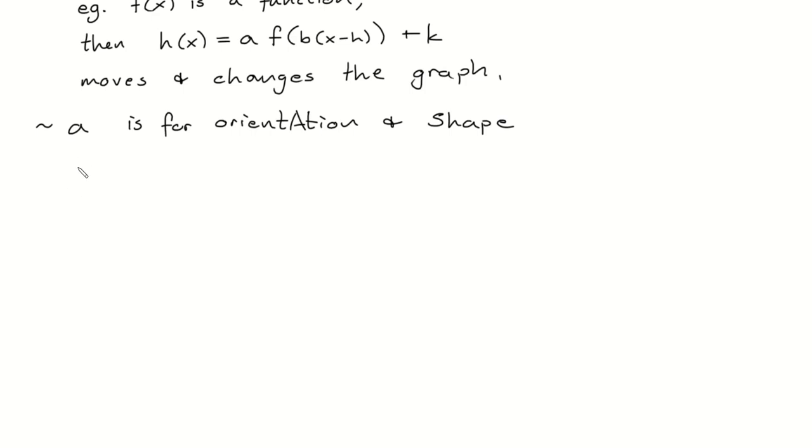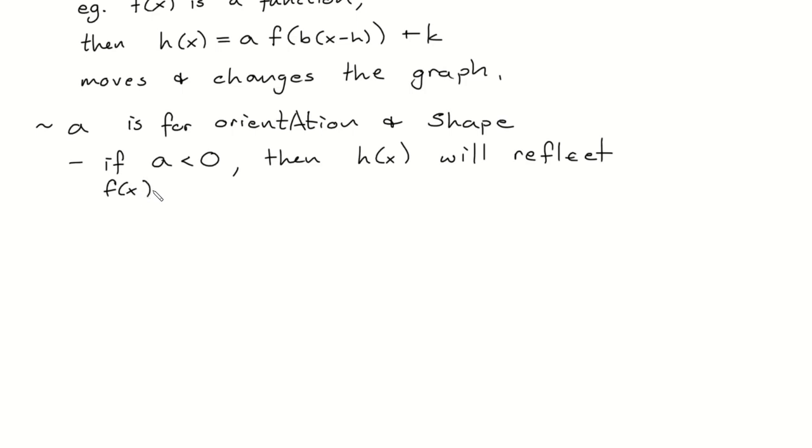Let's do orientation first. Okay, if a is less than 0, then h of x will reflect f of x somehow. And I want to know how. I don't care which function we actually draw on the board. It could be any function as long as you can draw it and graph it nicely. Quadratics are really easy to see stuff happening. Anybody opposed to me just using a quadratic?